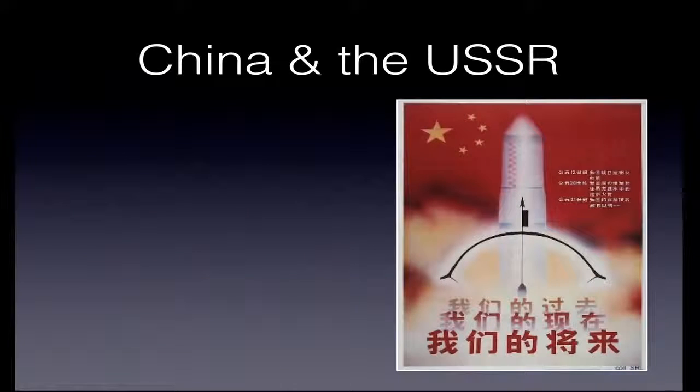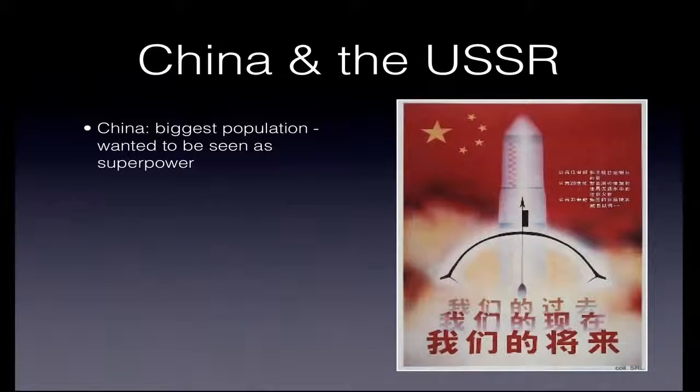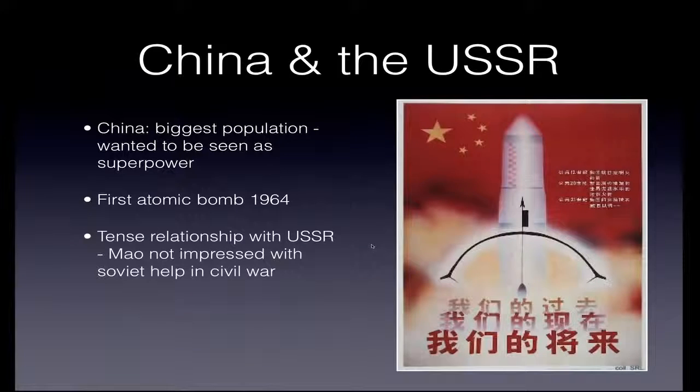So China and the USSR, what was the relationship between these two major communist powers? Well, China had the biggest population of any state on earth and wanted to be seen in its own right as a superpower. They exploded their first atomic bomb in 1964, so they felt they had many reasons that they should be respected and considered as a major superpower.